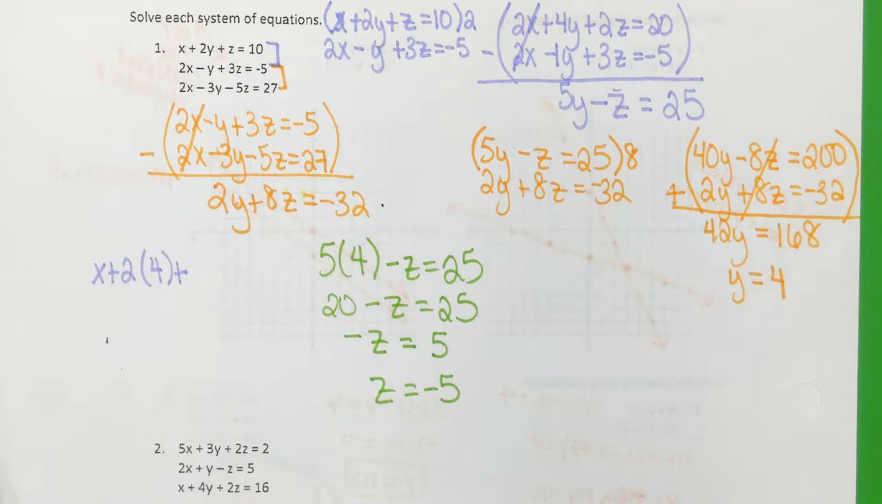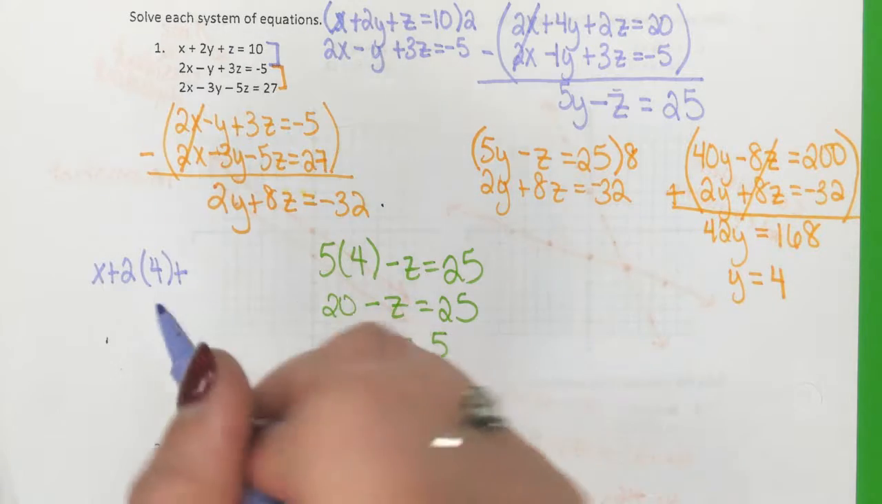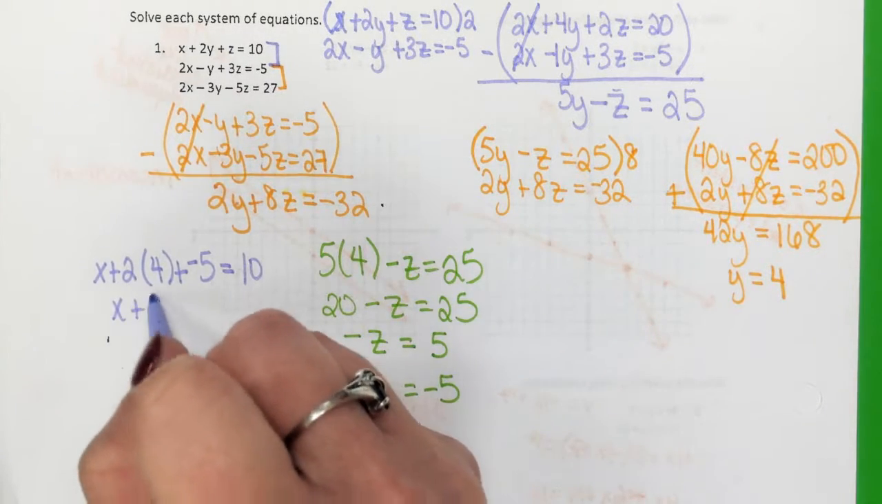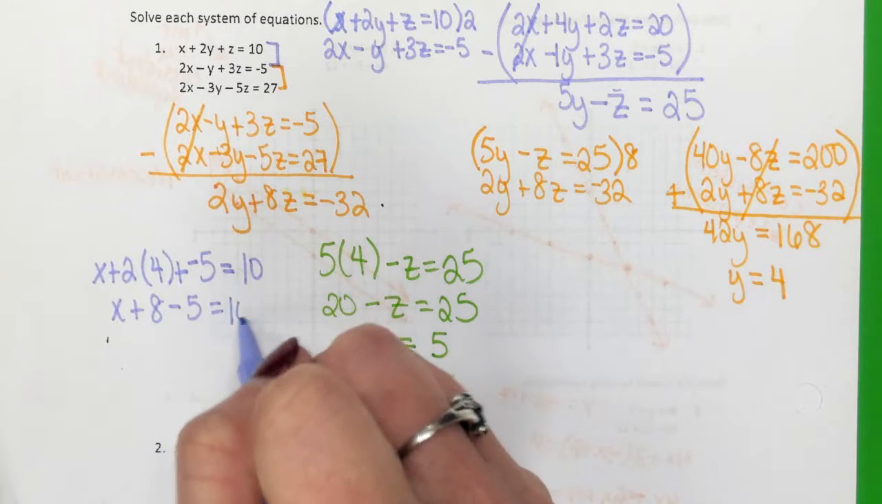We've got to find out what x is. x plus 8, and then x, plus, let's see, minus 5 is equal to 10. That's plus 8 minus 5 equals 10.